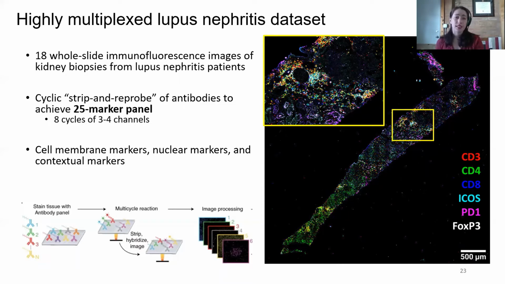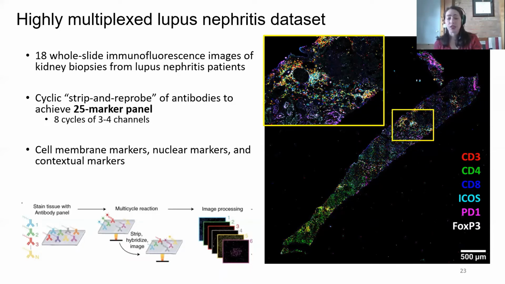So with this cyclic strip and reprobe, we used to achieve a 25 marker panel through 8 cycles of imaging. In this data set, we have cell membrane markers, nuclear markers, and contextual markers. Today I'm just going to talk about what we've done for detecting lymphocytes within this tissue.